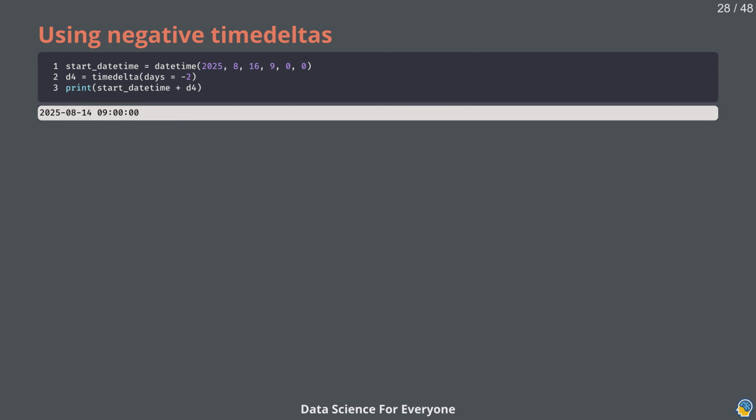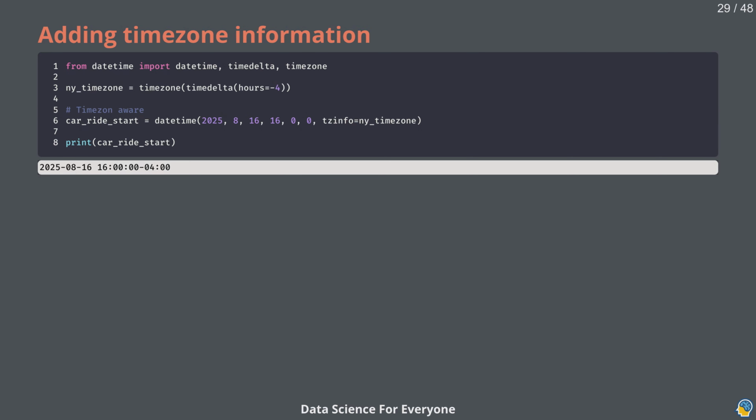Time deltas can also represent negative durations. Here, delta 4 equals -2 days, and adding it to the start actually moves the DateTime 2 days into the past. Sometimes we need to know the exact moment something happened.